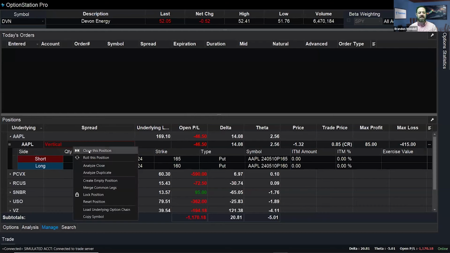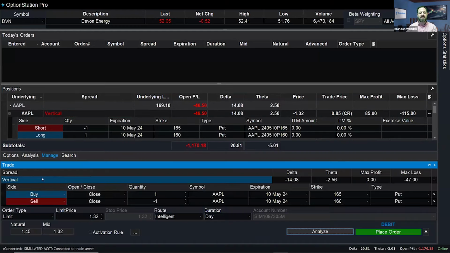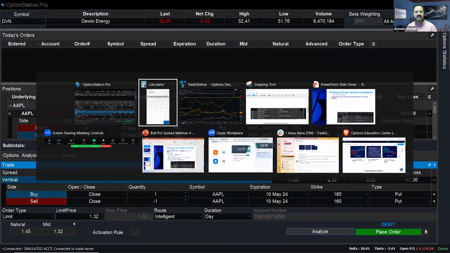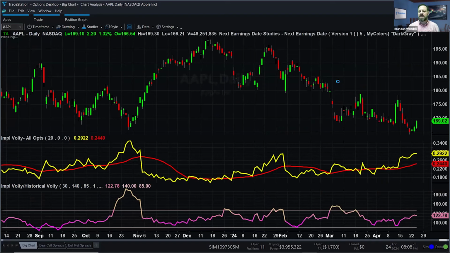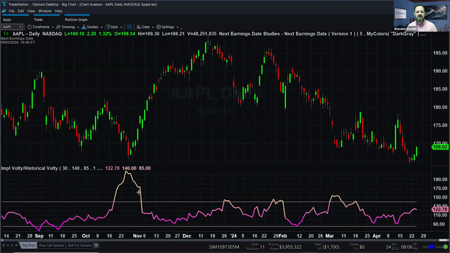First of all, I click close this position. And here it is setting up the order for me, closing the Apple spread. But I'm not going to close it right now. I only want to close it if Apple doesn't go where I want it to. When I'm looking at securities, and I'll use this big chart, Apple. So looking at that bull put spread, again, it was 165, and I'm going to get rid of the indicator for now. Don't need them.